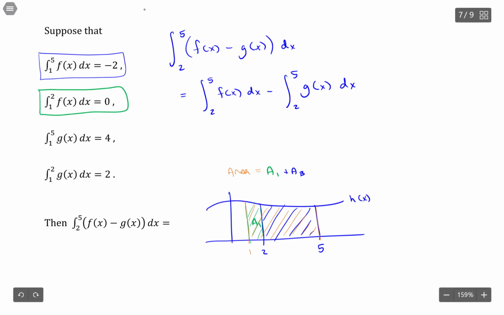So here's what I want to do. This integral right here, so from 2 to 5, it's going to be the integral all the way across, which is -2, minus the stuff from 1 to 2.